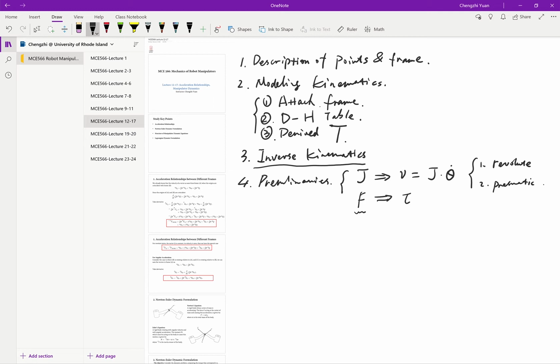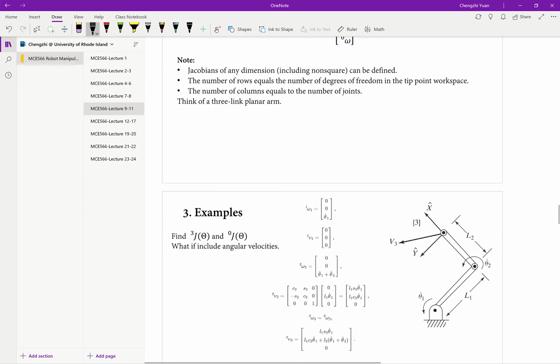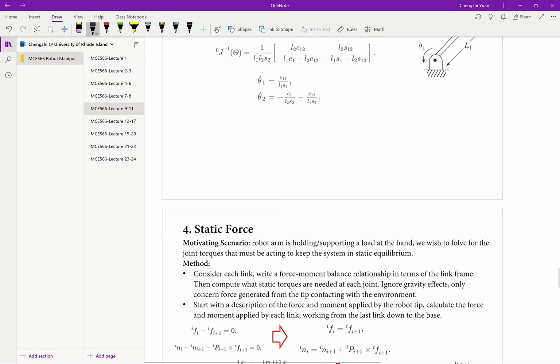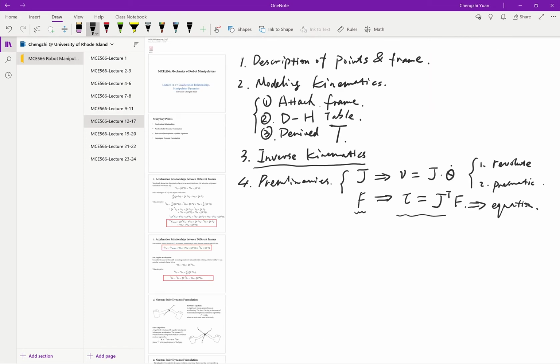So in this case we also have the result that the force and torque relationship is also through a Jacobian, but it's the transpose of the Jacobian matrix. And we also have a set of equations to derive these results. Let's go back to here, and the set of equations is given in slides 9 to 11. Let's see what the equations are. So this is the set of equations helping us to derive the force relationship.